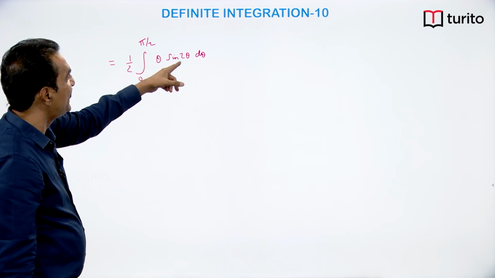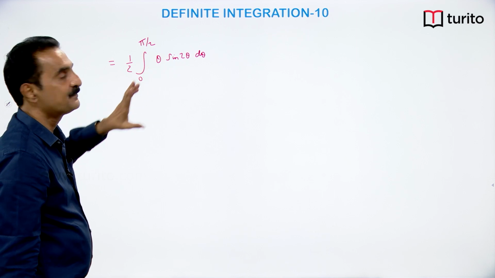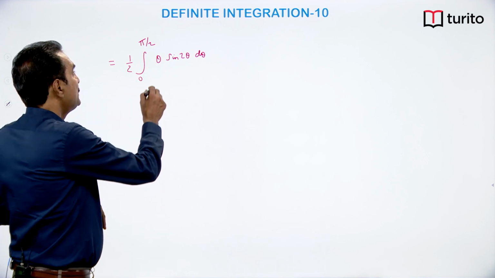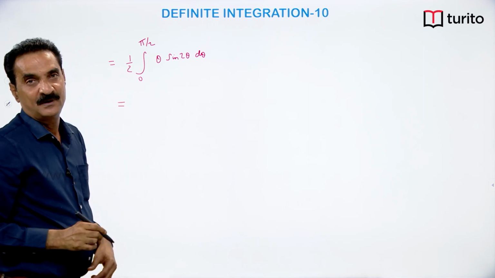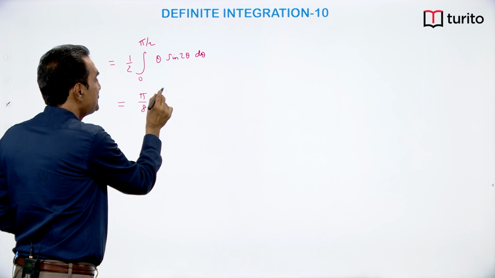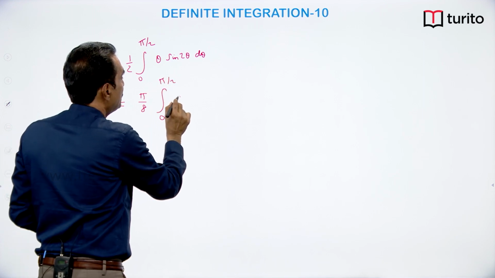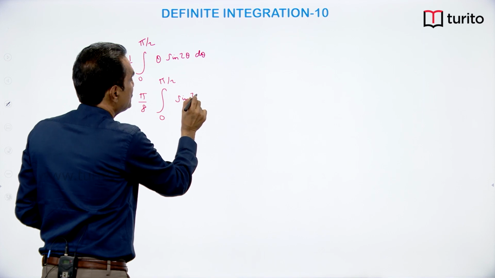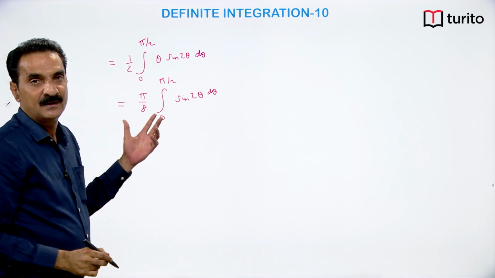Substituting pi by 2 minus theta in place of theta, you are getting the same function. So, you can remove this theta and multiply by upper limit by 2. So, it becomes pi by 8 integral 0 to pi by 2 sin 2 theta d theta. We have the property now.